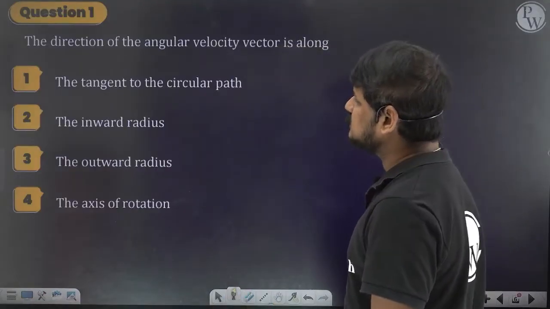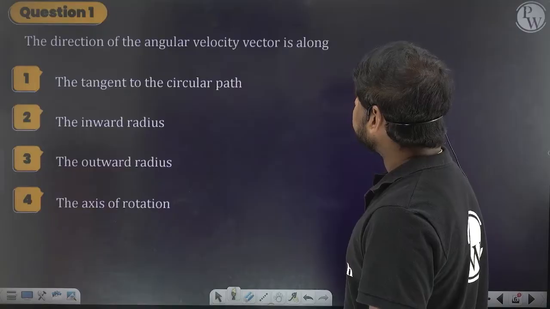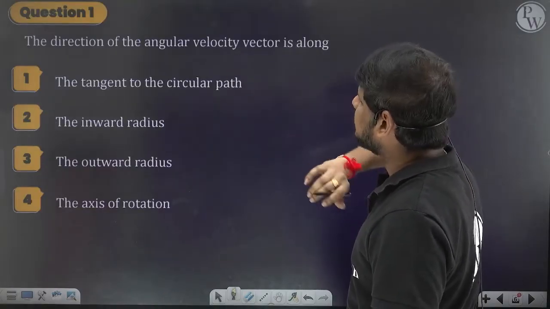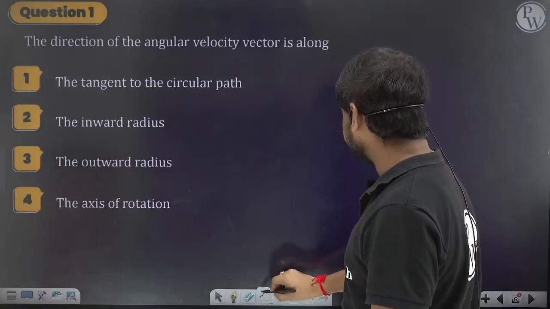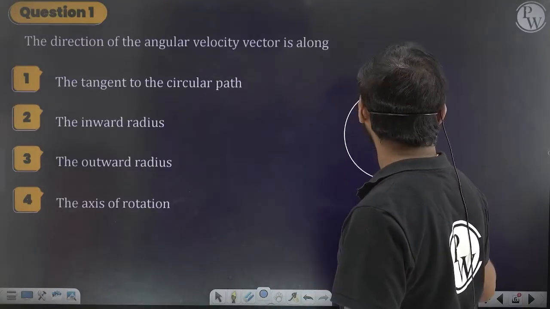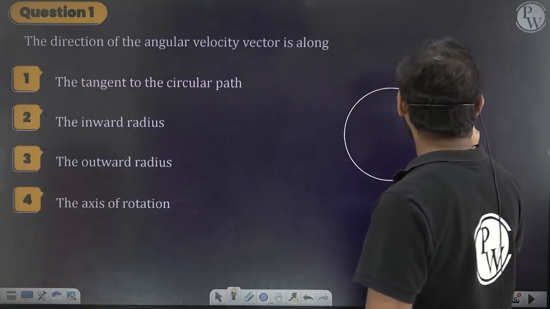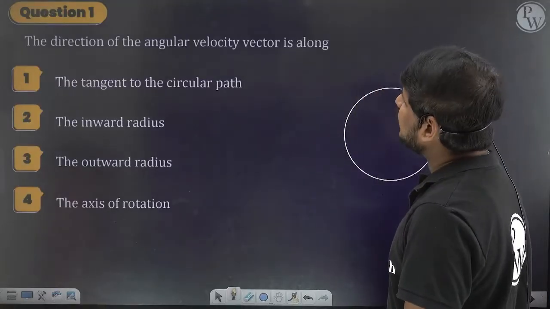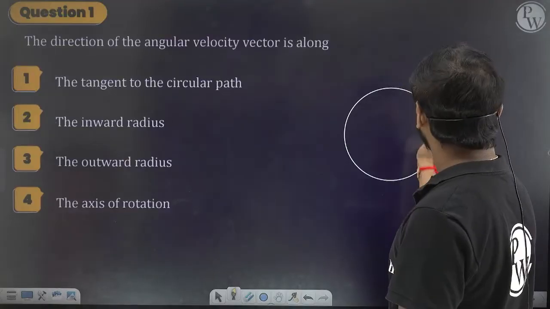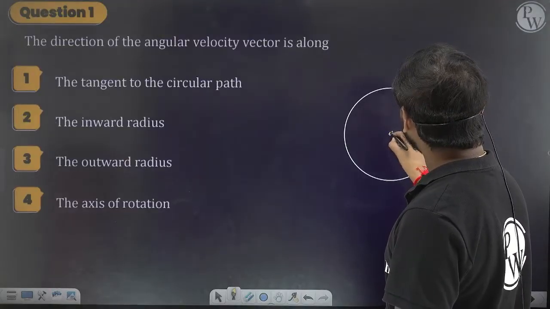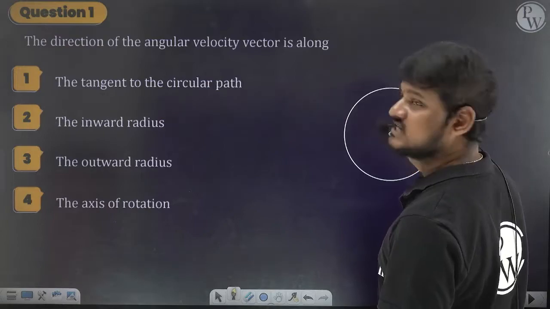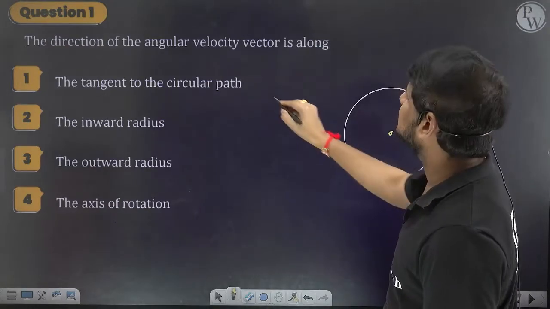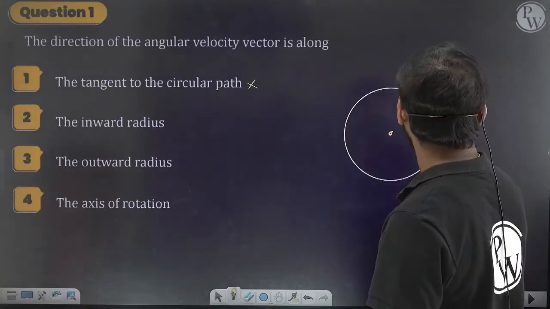Read the question once. The direction of angular velocity vector is along the tangent to the circular path. See here, if the body is making circular motion like this, and let's suppose the body is moving this side, then the angular velocity will be along this direction. What is this direction? This will be along the axis of rotation. So tangent to the circular path, no.